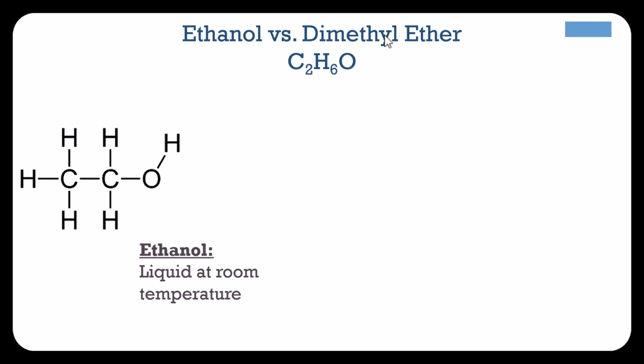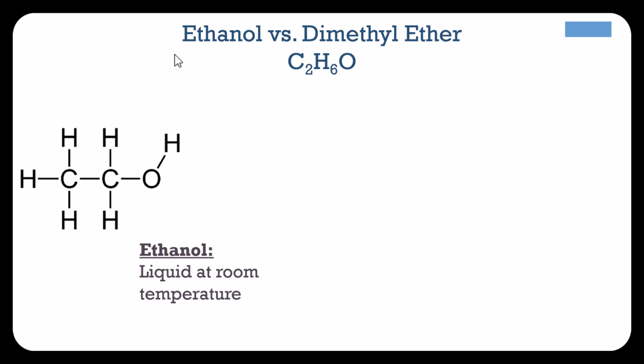So here is our ethanol. For ethanol, we see the 2 carbons, the 6 hydrogens, and the 1 oxygen. Some properties of this chemical ethanol: ethanol is a liquid at room temperature. Ethanol is the main ingredient in your alcoholic beverages, and it is known to be an intoxicating substance when ingested.